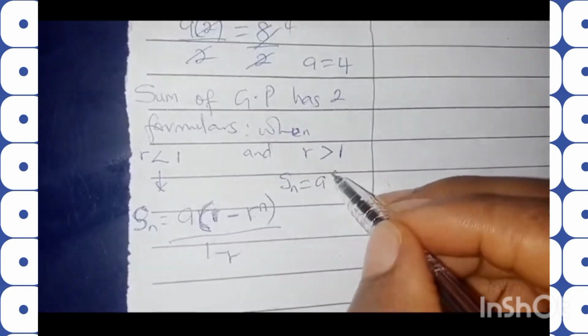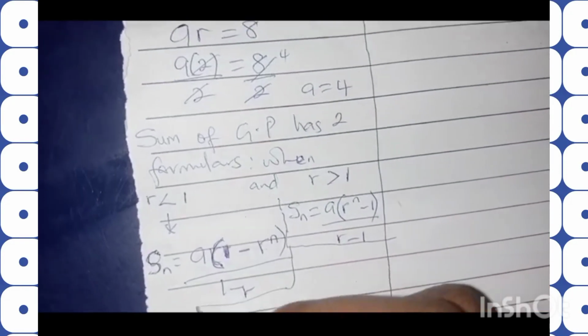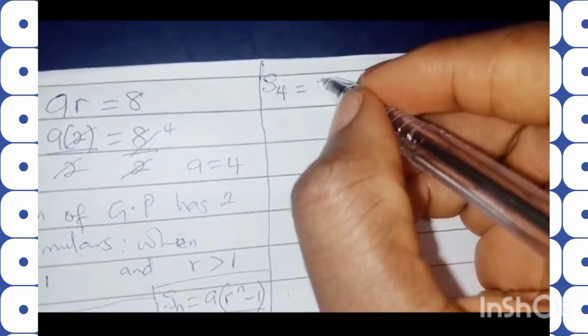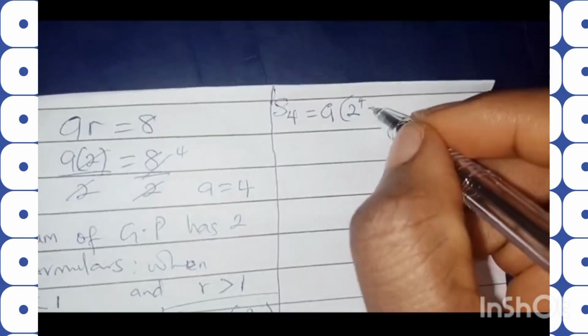Then for the other one, which is common ratio greater than 1, we have it as a, open bracket, r raised to the power n minus 1, all over r minus 1. Now we will pick from those two formulas and solve. For this question, remember our common ratio is 2, so that means we're going with the second formula, which is common ratio greater than 1.